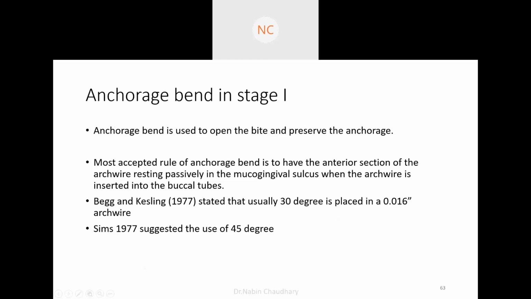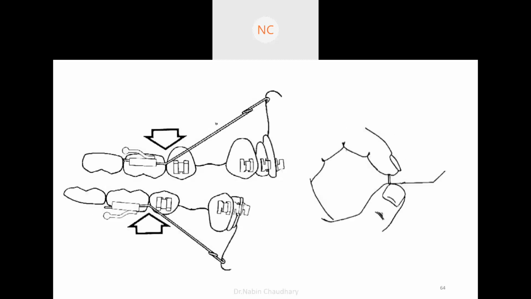But Begg and Kesling in 1977 stated that the 30-degree bend is beneficial when given in the 0.016 inch arch wire. And Sims in 1977, that is in the same year, suggested the use of the 45-degree anchorage bend. So this is the anchorage bend. The basic rule is that we should keep the anchorage bend such that the anterior portion is in the mucogingival junction. And in order to determine how much anchorage bend is given, we should hold the anterior portion of the arch wire and see the posterior portion, how much bend is given.